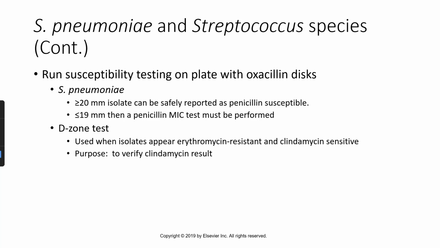You run susceptibility testing on a plate with oxacillin discs, so S. pneumo greater than 20 millimeters, the isolate can be safely reported as penicillin susceptible. If it's less than 19, then a penicillin MIC test must be performed. There's also the D-zone test used when isolates appear to be erythromycin resistant and clindamycin sensitive. The purpose is to verify the clindamycin result.